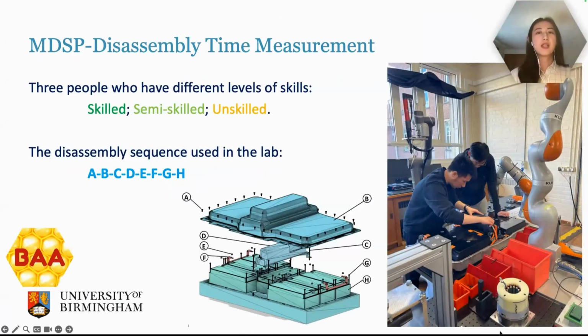For the disassembly time measurement, this is how we collected the data. We arranged 3 people who have different levels of skill in disassembly operations. They are skilled, semi-skilled, and unskilled. These 2 gentlemen here are skilled operators, I am the semi-skilled operator, and Chuxuan was the unskilled operator. And the following is the disassembly sequence that was used in the lab.